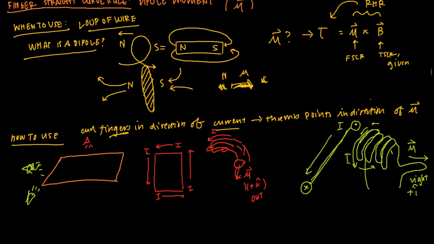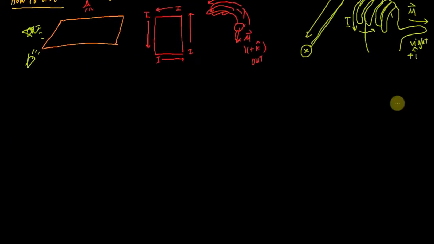The last thing that we should note is what happens if you have a circular loop, because this is all fine and dandy if we're looking at a rectangle, but what happens if we have a circular loop of current? We have a circular loop of current, okay?